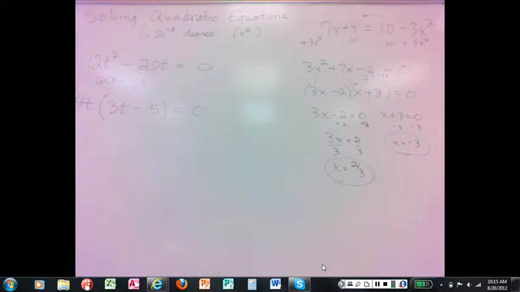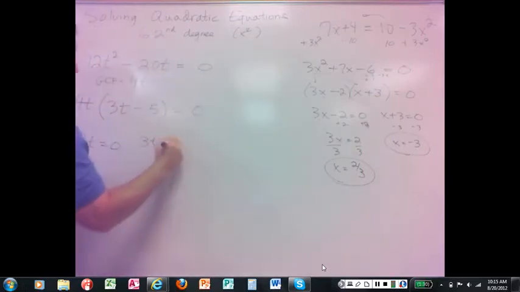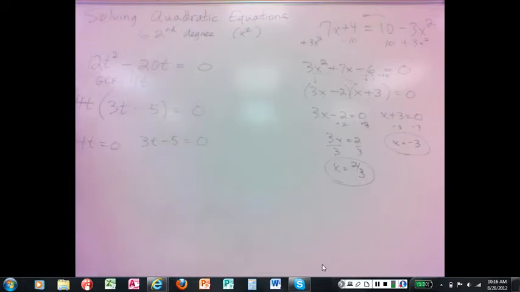Well, once we get it factored, then we're to the same place we were over here. 4t, set that equal to 0. 3t minus 5, set that equal to 0. Divide by 4, 0 divided by 4 is 0. Then add 5 and divide by 3. So I get my two answers right there. Okay?